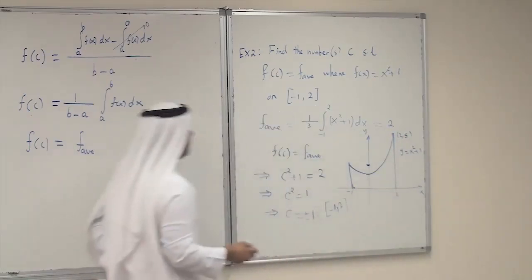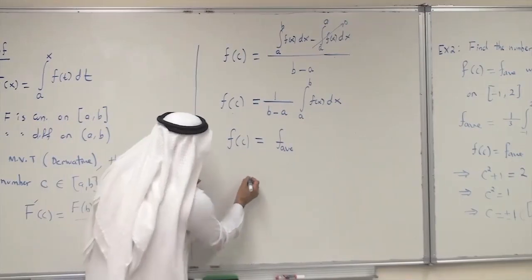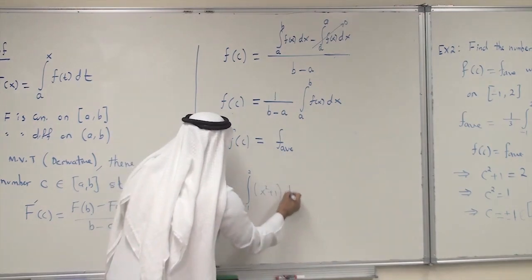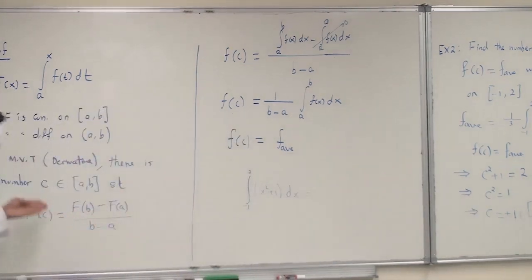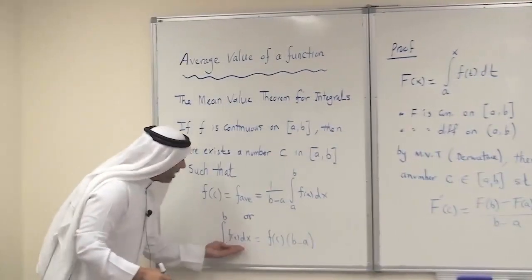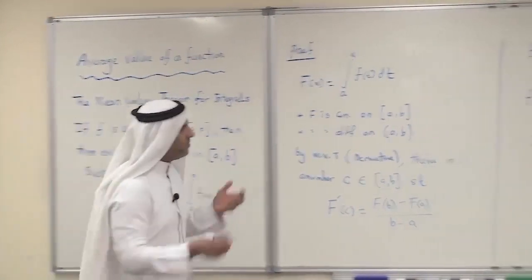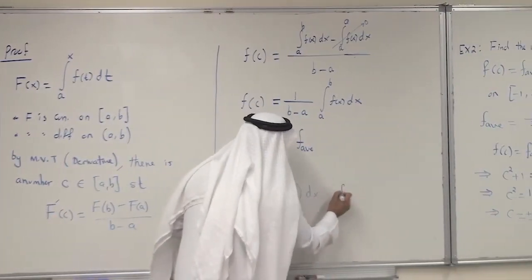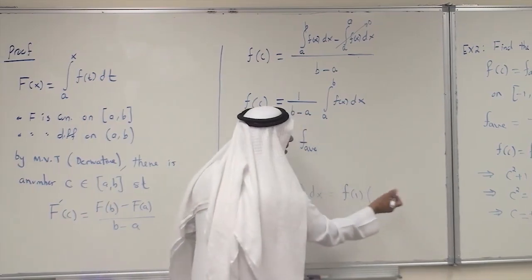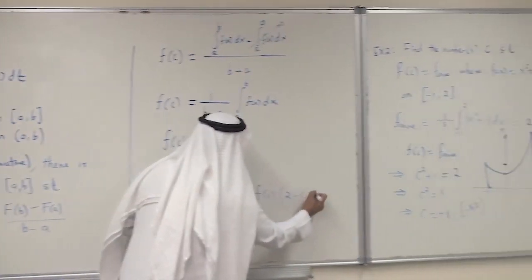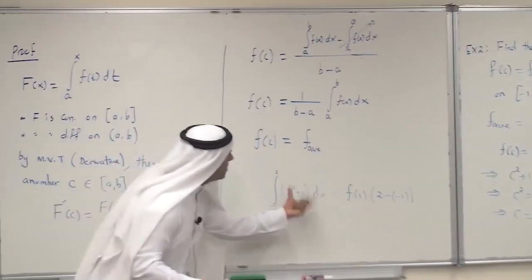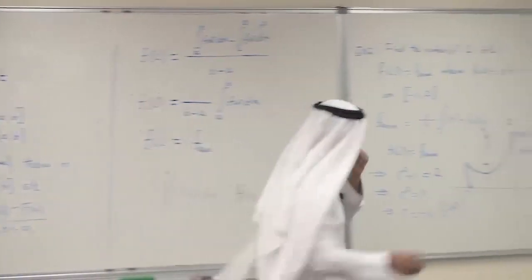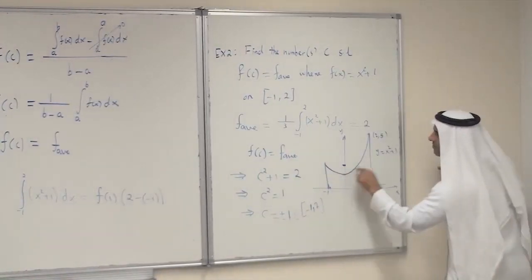Now, we have 2 things. We have the integral from minus 1 to 2 of x squared plus 1 dx. We said this is exactly equal to f of c times b minus a. So meaning, according to our calculation here, it's exactly equal to, for example, f of 1 times b minus a, which is 2 minus minus 1. Now, what does it mean geometrically? Look at the left-hand side here. The left-hand side in this specific graph represents the area under the curve.